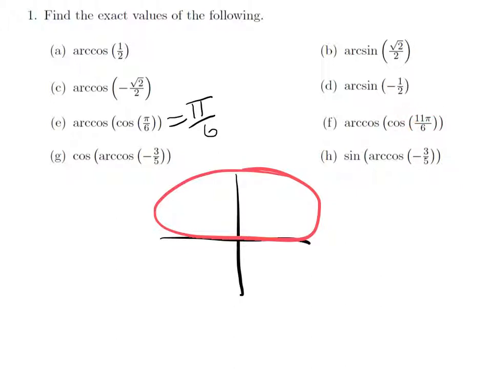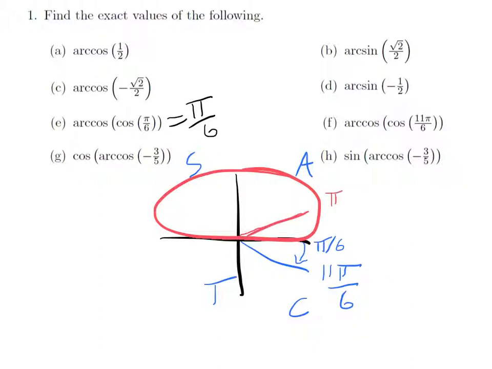So cosine 11 pi 6, 11 pi 6 is right here. That reference angle is pi sixths. And because of all students take calculus, cosine's positive there. So if they give us 11 pi 6, the reference angle is pi 6, and cosine's positive, so we have to find the other location with the reference angle pi 6 where cosine's positive, where arc cosine lives, and that's right here at pi sixths. So this value is pi sixths.